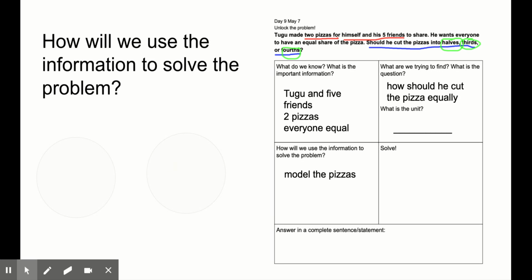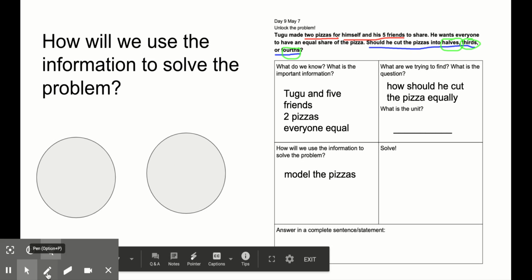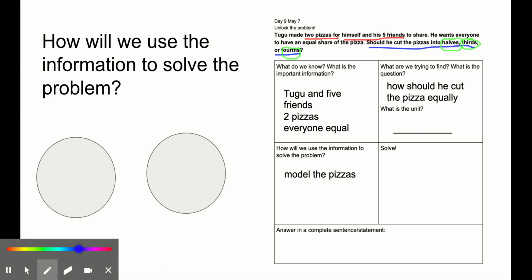We want to take a look at these pizzas. And we need to decide if we're going to cut them into halves, or if we're going to cut them into thirds, or if we're going to cut them into fourths. If you have a different strategy, that's fine. The strategy we're going to be using today, though, is modeling, so that we can wrap our heads around how to break up these pizzas equally.